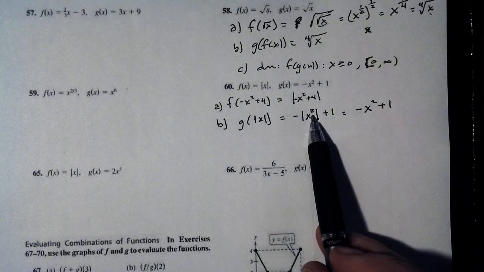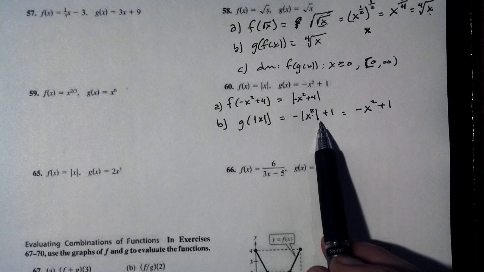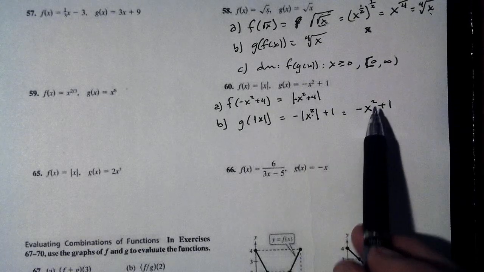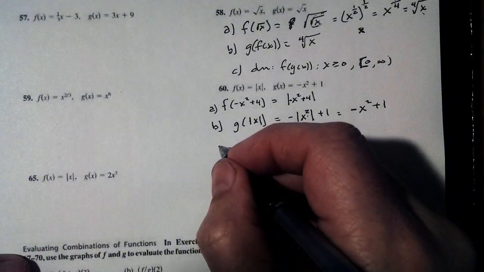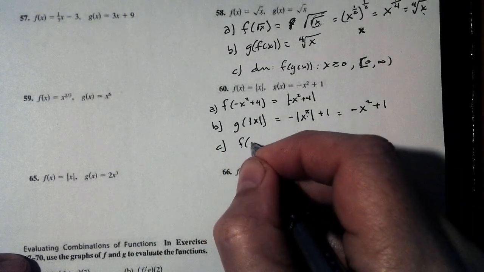The squared, obviously squares a number, but it makes a number non-negative. That's exactly what absolute value does. So the absolute value is not necessary there. And C, f of g of x is domain.